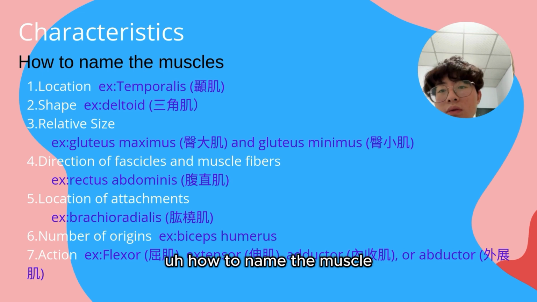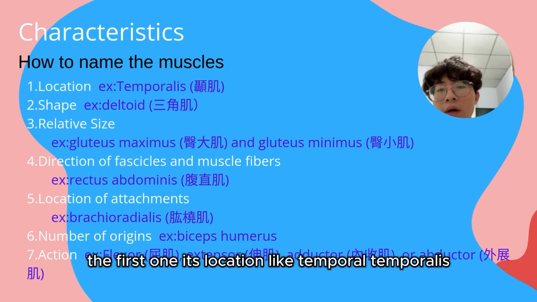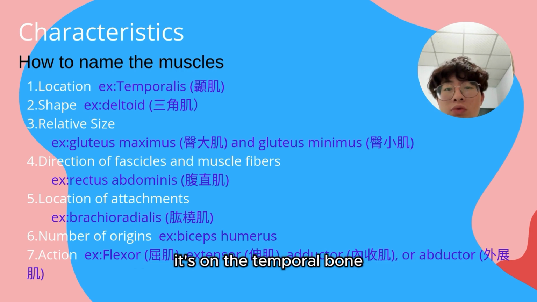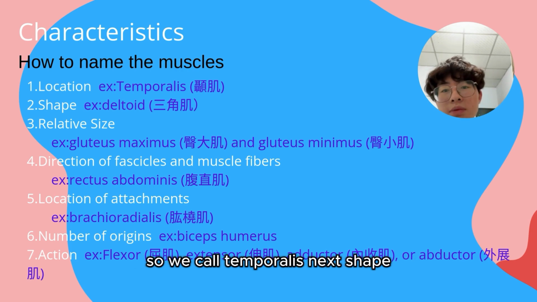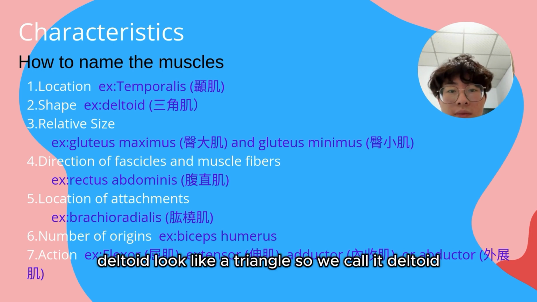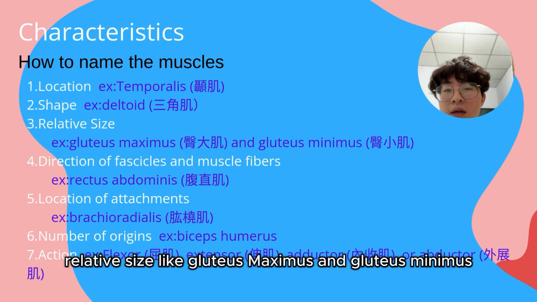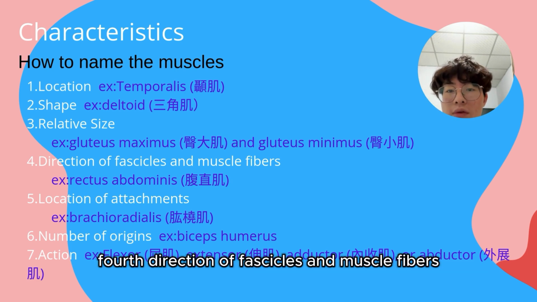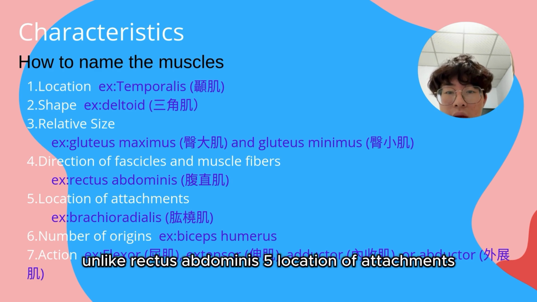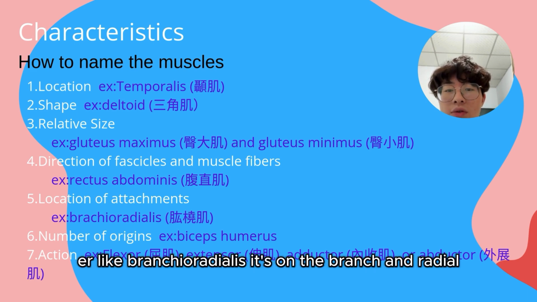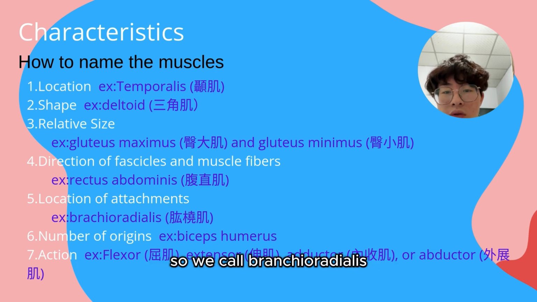How to name the muscle? First one, its location, like temporalis. It's on the temporal bone, so we call it temporalis. Next, shape. Deltoid looks like a triangle, so we call it deltoid. Delta means triangle, toid means like, so like a triangle. Third, relative size, like gluteus maximus and gluteus minimus. Fourth, direction of fascicles and muscle fibers, like rectus abdominis. Fifth, location of attachment, like brachioradialis. It's on the arm and radius, so we call it brachioradialis.